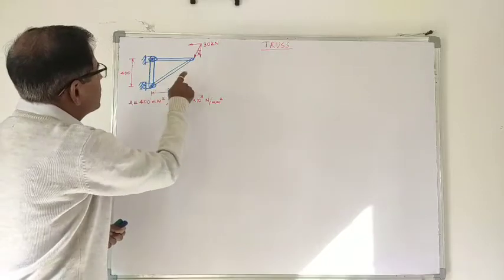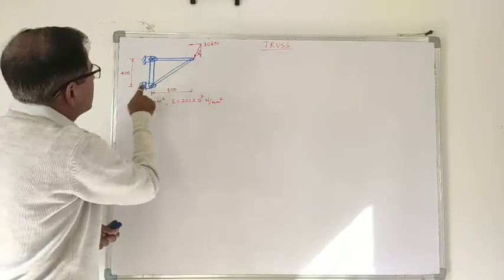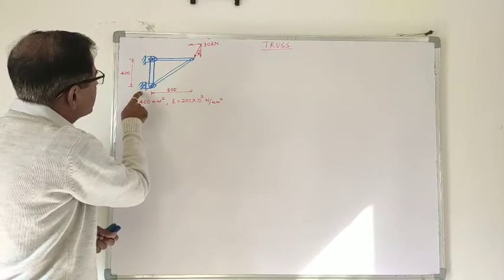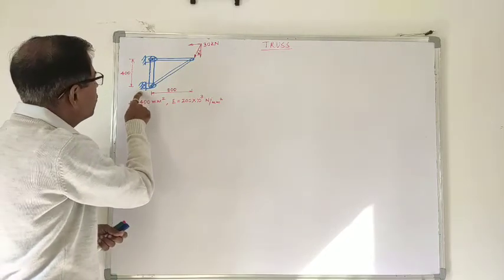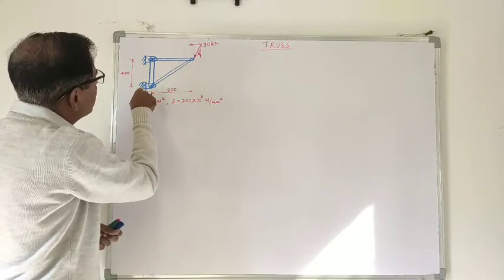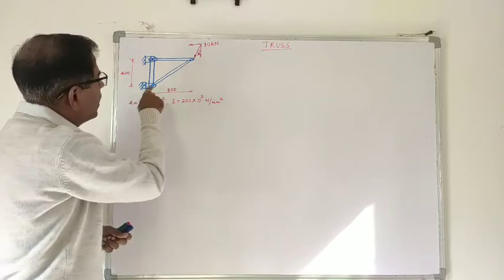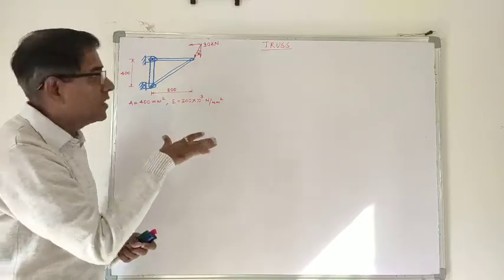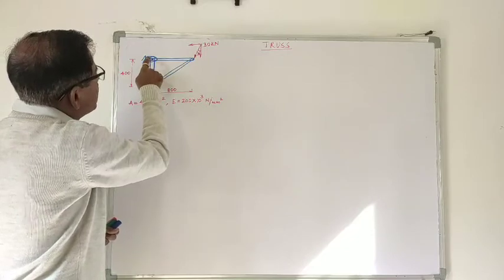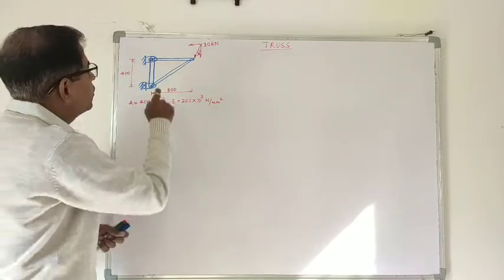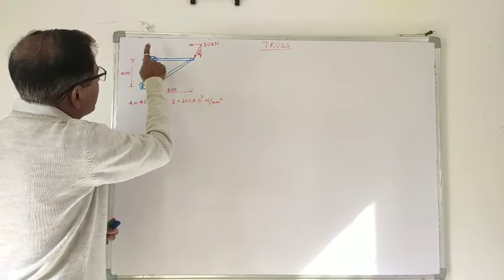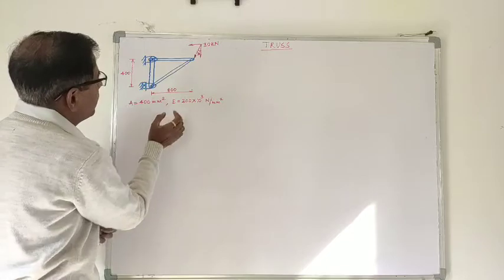So this is a truss. This point is a roller support, where the movement of this point is allowed in y direction, whereas movement along x direction is restricted. This joint or this point is completely fixed. So no movement or no displacement is allowed in x direction as well as in y direction.